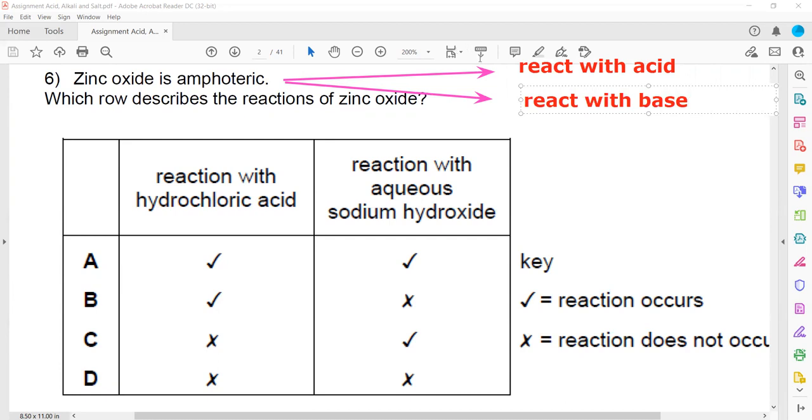So if we react hydrochloric acid, because zinc oxide is amphoteric, yes, there will be a reaction. If we react with aqueous sodium hydroxide or a base, yes, there will be a reaction. So in both cases, the reaction will occur. That is why A is the right answer. So amphoteric oxides can react with both. If it was a neutral oxide, then it does not react with acid or alkali, so there will be no reaction with any of them.